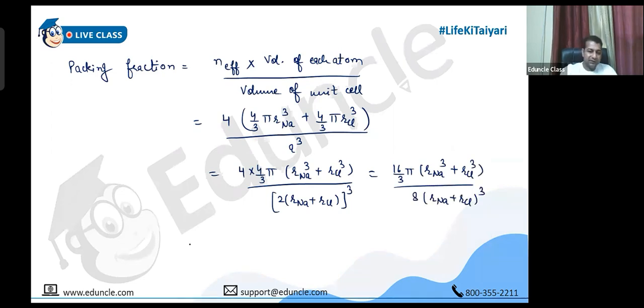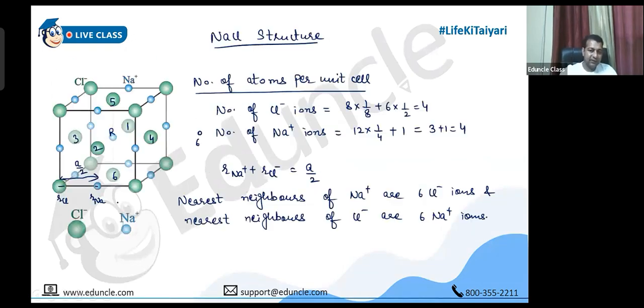Effective number means number of atoms. This is the effective number that we have calculated, meaning the number of atoms per unit cell. It is called the effective number of atoms, that is, how many atoms are there per unit cell. This is called N effective.